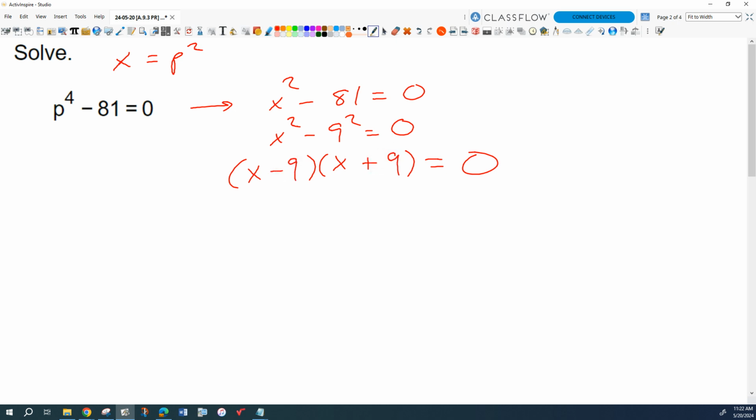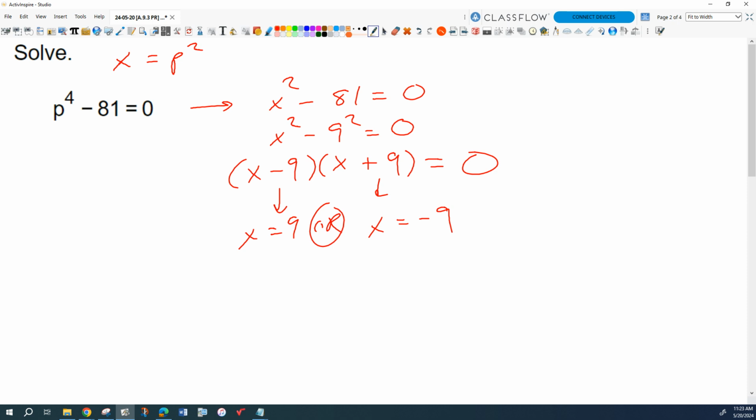And so now by the zero product property, I've got this whole thing equal to 0. What are the values of x that would make this true? Okay, good. So what's the solution of that first factor? 9, good. So either x equals 9 or x equals negative 9. Are we done? No. What do we have to do? Oh, we've got to go back, don't we?